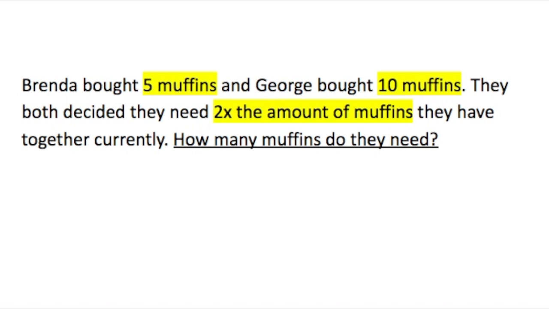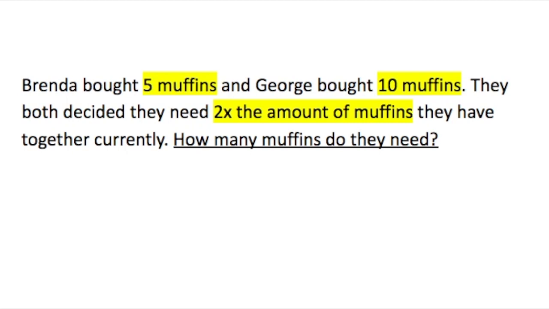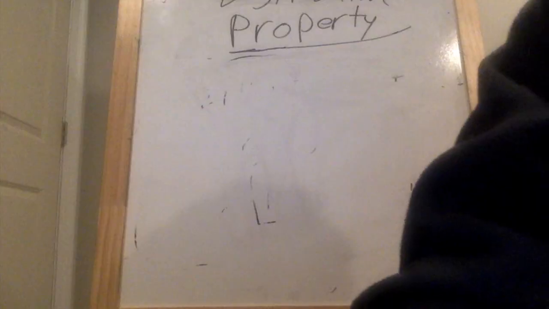Also, and this is very important for any word problem you do, highlight or circle the values that are important. For example, in the next word problem, 5 muffins, 10 muffins. Circle that. They need 2 times the amount. Circle that. And underline the question, how many do they have? This will help you decide what you need to do for a problem. Now that you've seen the problem, let's work on it.